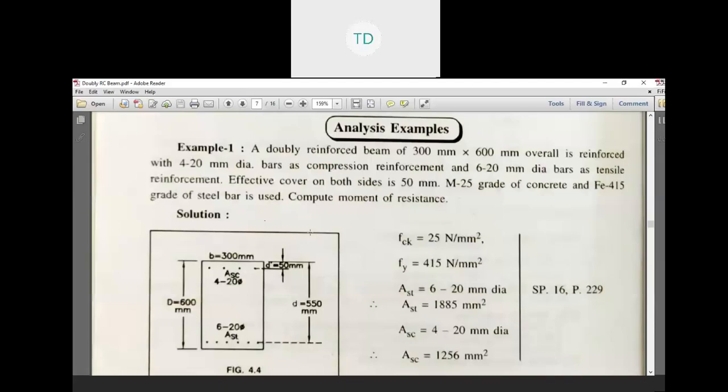The main thing is that in the exam there is no clue whether the example is about analysis or design, or whether it is a singly reinforced, doubly reinforced, or T beam. At that time, there is a lot of confusion in our mind. But don't get confused. Just do the example. When you start the example, the confusion automatically breaks and you will go further. Let us start the example with the problem.